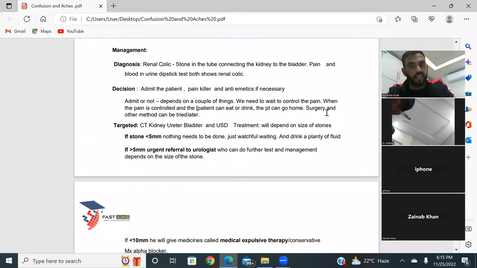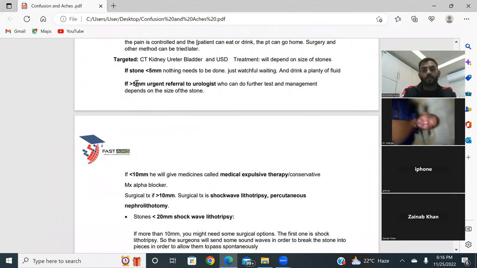For example, in the GP surgery, in the other scenario we have talked about, you will not admit the patient, because it's a stable patient and you are in the GP surgery, so you will be making a referral to the urologist. Okay, here is the treatment. Everybody of you knows about this treatment because it is very common.